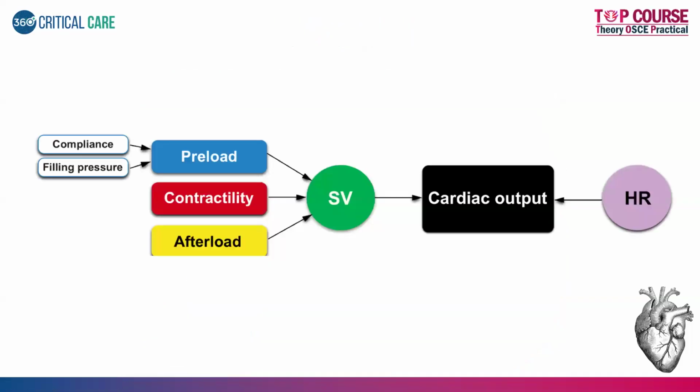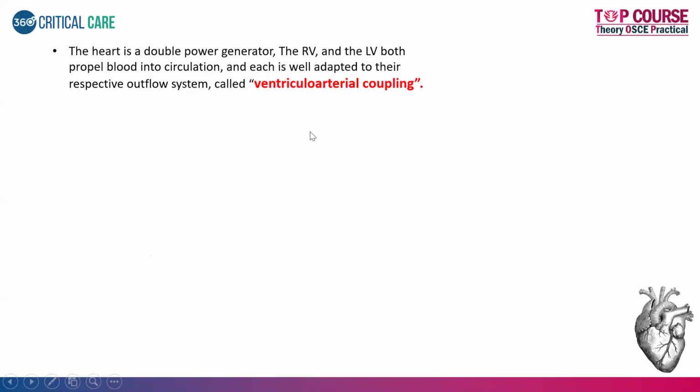So we all know that the cardiac output is determined by two major things, that is the stroke volume as well as the heart rate. The determinants of the stroke volume are usually the preload, contractility, and the afterload. And the preload is usually determined by the compliance and the filling pressure. So you need to know that the heart is a double power generator. That is, both the LV and the RV propel blood into circulation. This is well adapted and synchronous, and this is called ventricular arterial coupling.